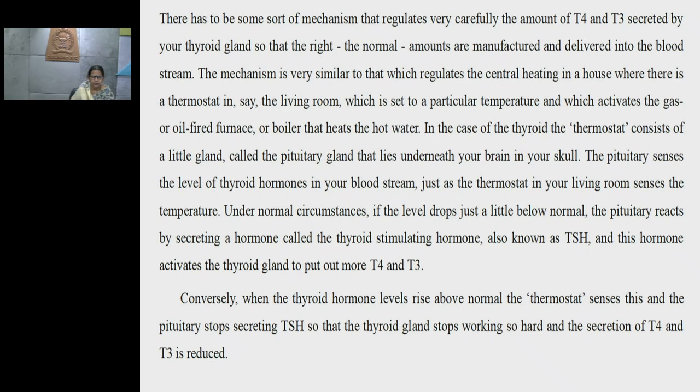There has to be some mechanism that very carefully regulates the amount of T3 and T4 secreted by the thyroid gland, so that the normal amount is manufactured and delivered into the bloodstream. The mechanism is very similar to that which regulates central heating in a house, where there is a thermostat.